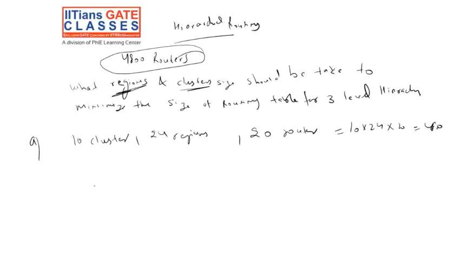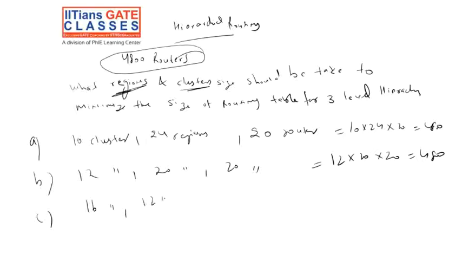So again, B is also 12, 24, 20 and 20. If 12 into 20 into 20, 4,800 routers. Total 48. Answer C, option C is 16 and 25. And D is 15, 16, 20. If you multiply, all will be 4,800.